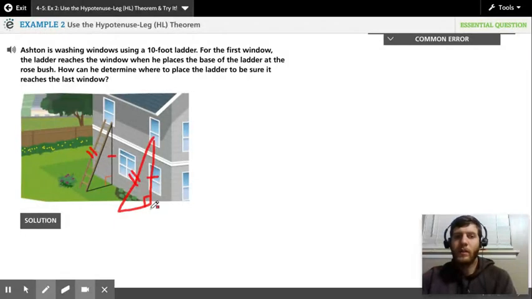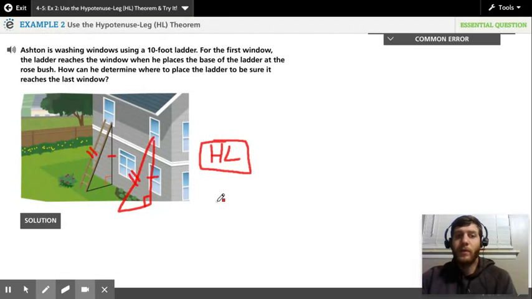So we know these two triangles are congruent by HL, right? They're right triangles. They have a right angle. So right triangles. One pair of legs is congruent, and the hypotenuses are congruent. So these two triangles are congruent by HL.